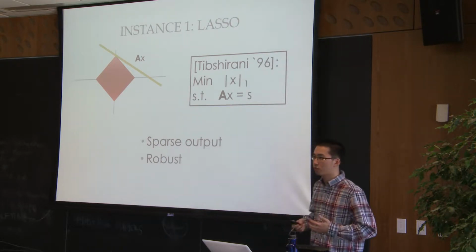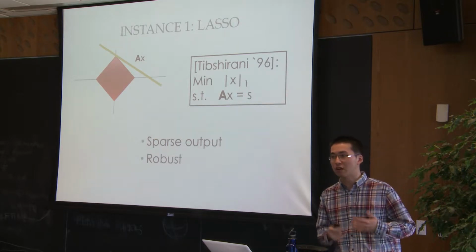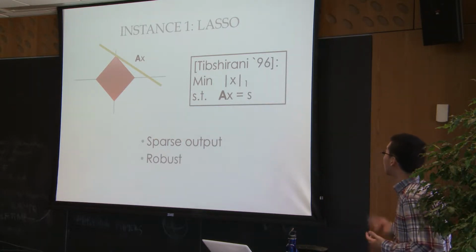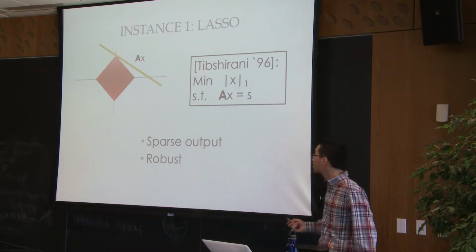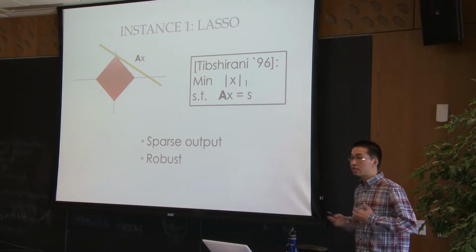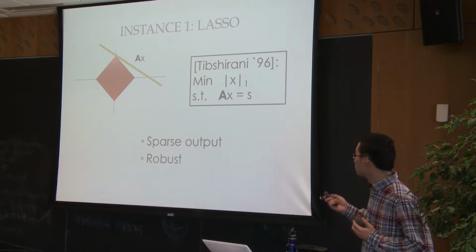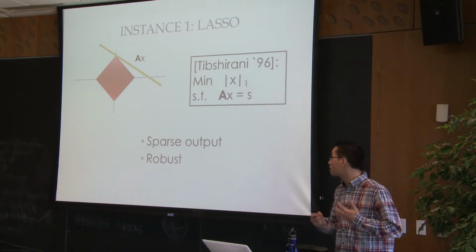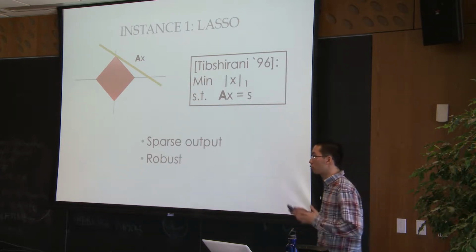Let me just try to convince you with a few instances of it. One of the most popular instances of convex minimization that you probably see in machine learning is the lasso objective, which is to minimize the one norm subject to linear constraints. This has motivated an entire area known as compressed sensing. The reason this is a useful objective is it tends to give you a structured and sparse output, and it's very robust to noise. So it also has some nice properties in terms of recovering a good answer.